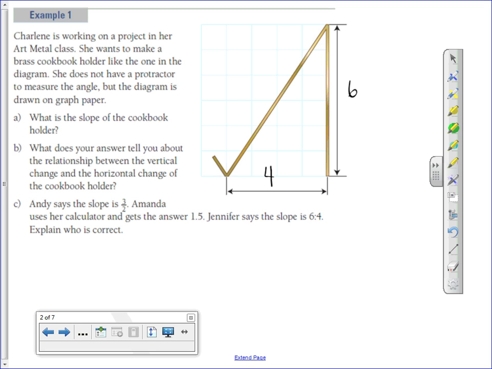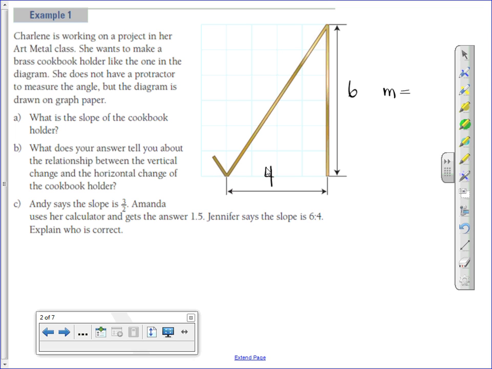When you look at question A and it says, what's the slope of this line? You do the rise divided by the run. In this case, the rise is how much up, which is 6, and the run is how much over, which is 4, so the slope is 1.5. That tells us that there is a number that describes the slope and that it's fairly sloped.